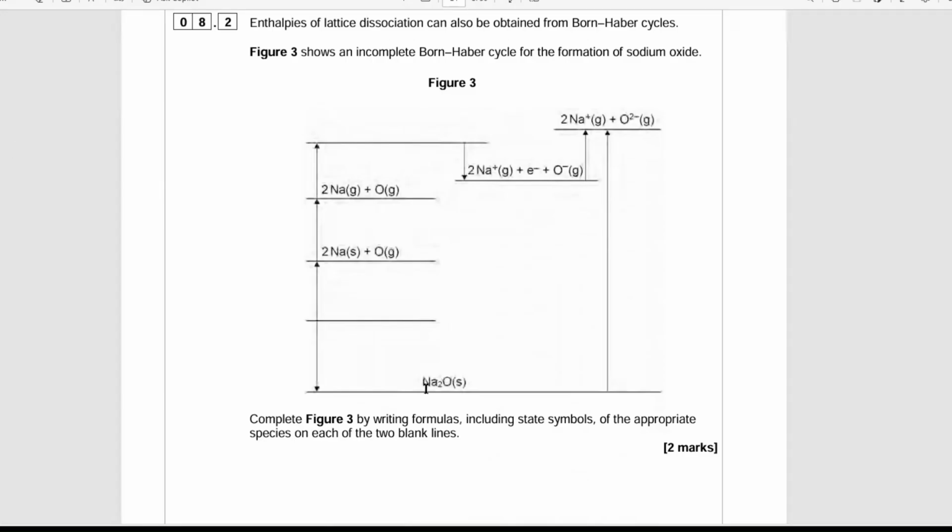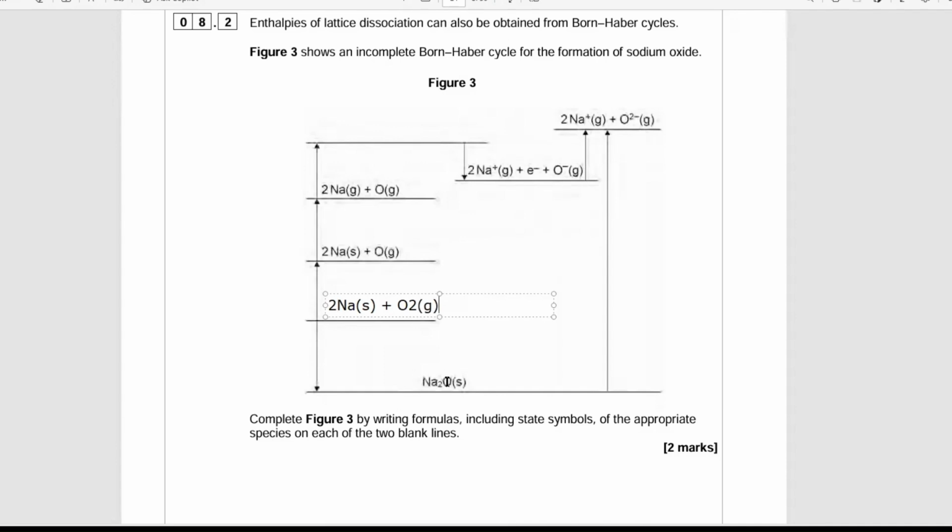So what we're going to do, right, what have you got down here? You've got Na2O. What is that? That's solid. That's sodium oxide in a solid lattice. So what we want to do is write the formation of that. And the formation of that is going to come from the elements in their standard states. So we're going to need two Na. And what are they going to be? Solid. Sodium is a solid. We're going to add that to oxygen, right? And oxygen is gaseous.